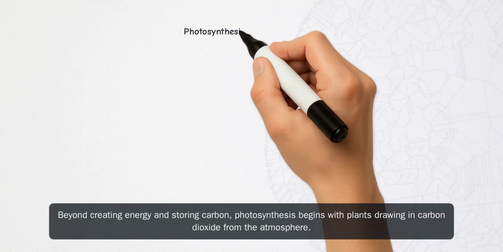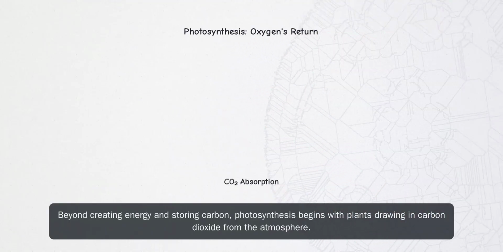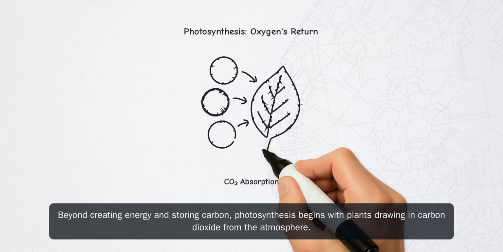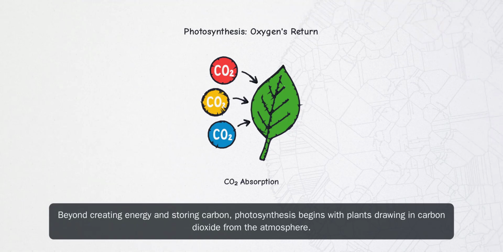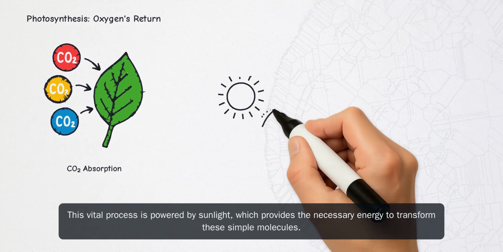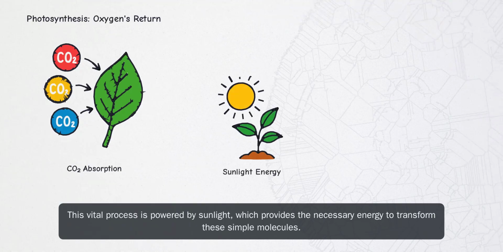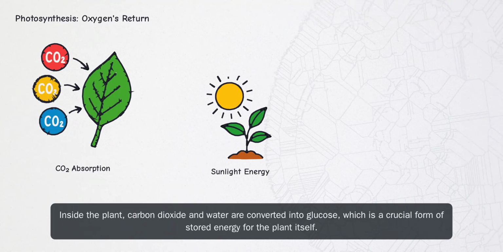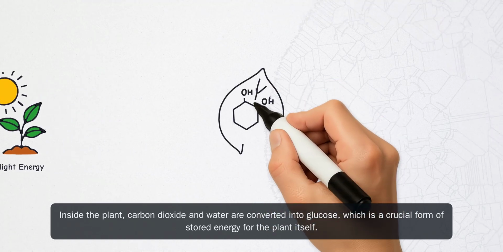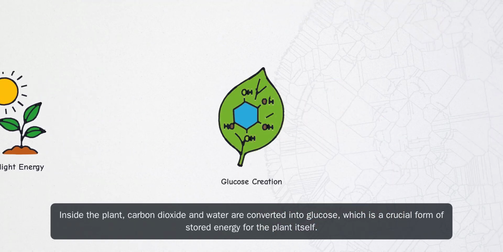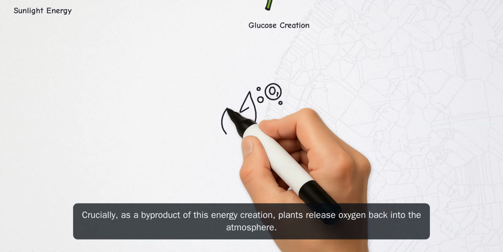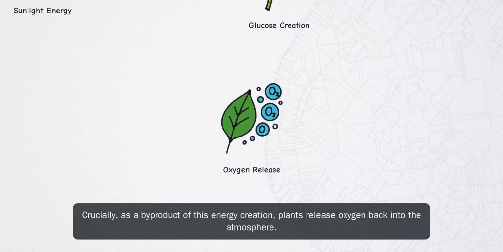Beyond creating energy and storing carbon, photosynthesis begins with plants drawing in carbon dioxide from the atmosphere. This vital process is powered by sunlight, which provides the necessary energy to transform these simple molecules. Inside the plant, carbon dioxide and water are converted into glucose, which is a crucial form of stored energy for the plant itself. Crucially, as a byproduct of this energy creation, plants release oxygen back into the atmosphere.